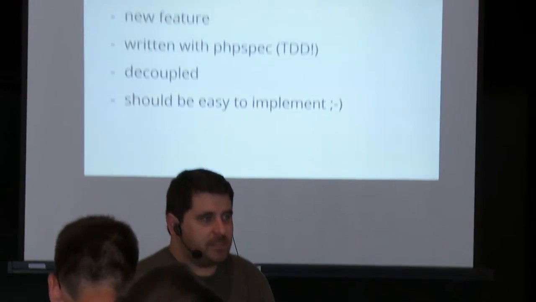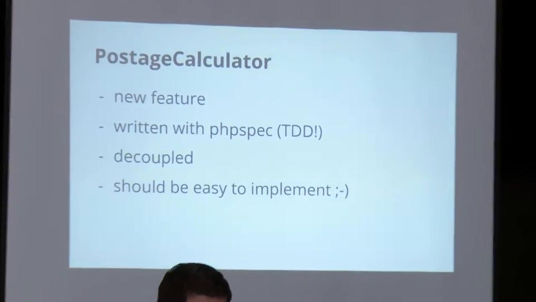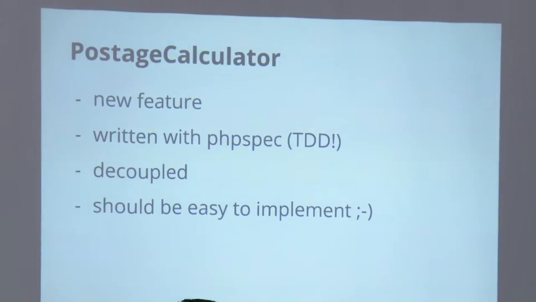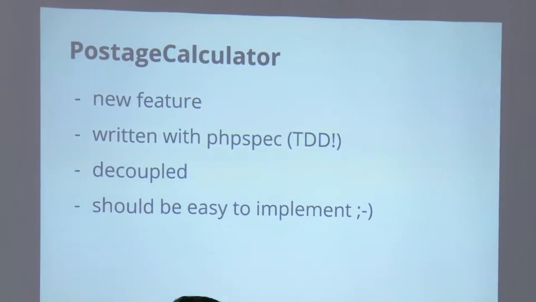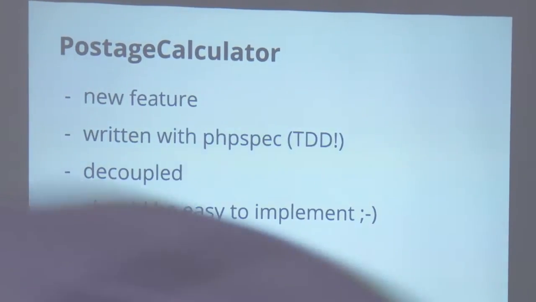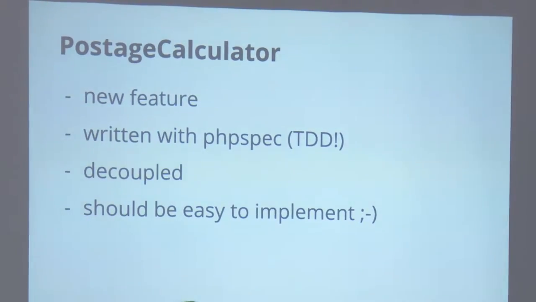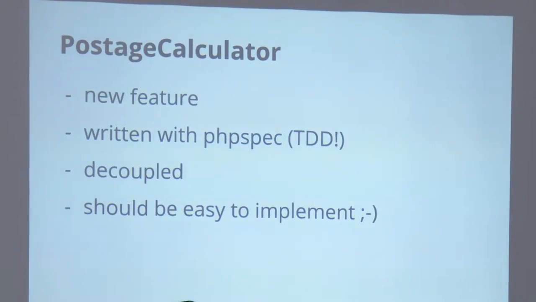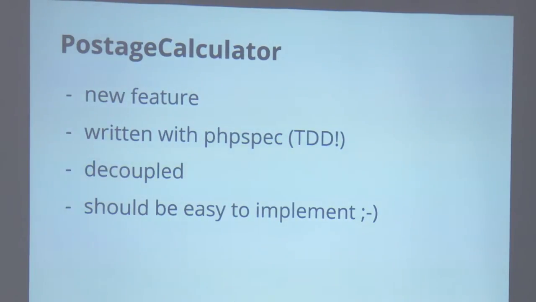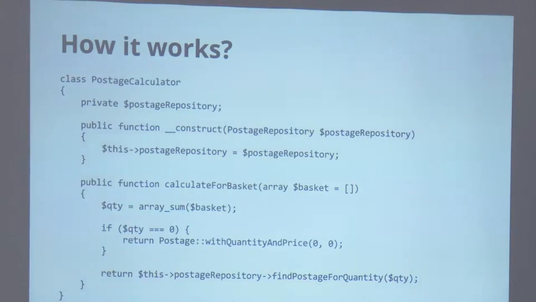So, someone wrote a new postage calculator. Let's say it was one of us. I don't want you to write it. It's already written by me. This new postage calculator is a new feature to the system. It's written using PHPSpec, so using the full TDD cycle. So test first, then code. It's also decoupled, so you should be able to reuse it with any code, including legacy code. So it should be easy to implement.